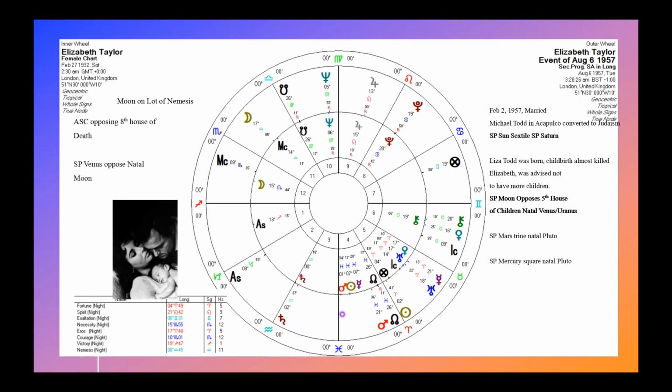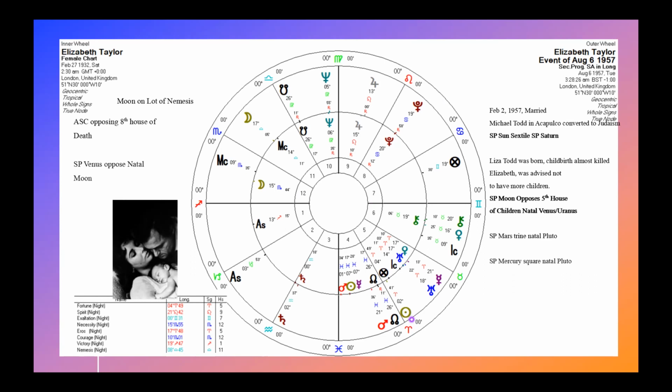When we use progressions, we're trying to keep those orbs very, very close. So 1 to 2 degrees off is really where it is more prominent. With this particular technique, having the normal orbs of 8 degrees is really out of range because we're looking at something very, very focused. This is what happened for this, her 25th year.